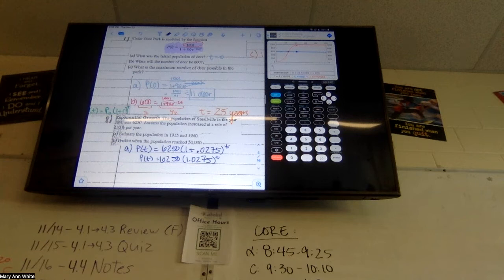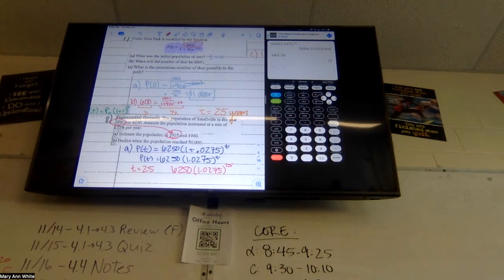All right, now letter A says estimate the population in 1915 and 1940. If I started at 1890, how many years has it been since 1890 to get to 1915? 25. So we're going to plug in 25 for my T. And then we're going to do something similar for 1940, but let's just do one at a time. So 6,250 times 1.0275 raised to the 25th.